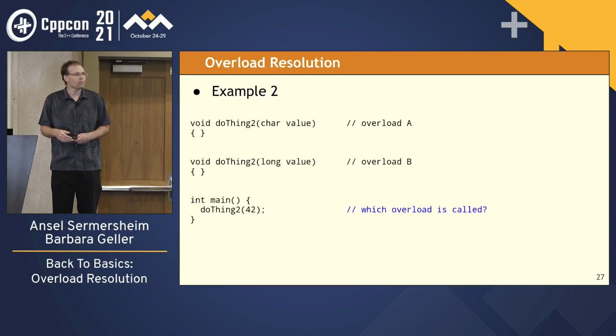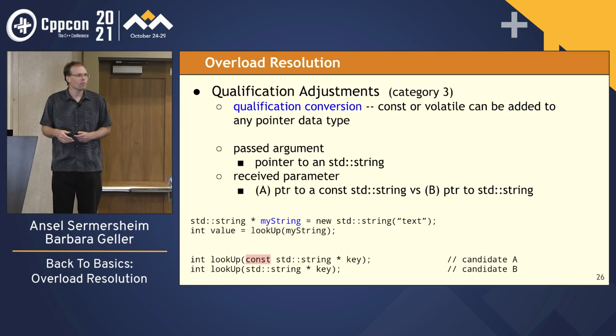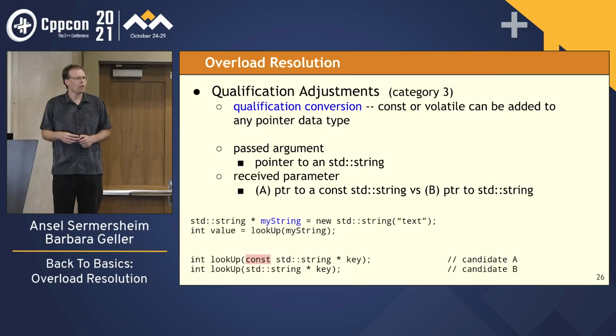Can you contrast this with a const pointer to a std string? If you have a const pointer, that is actually not relevant in the overload process because the const is not considered as part of the data type.